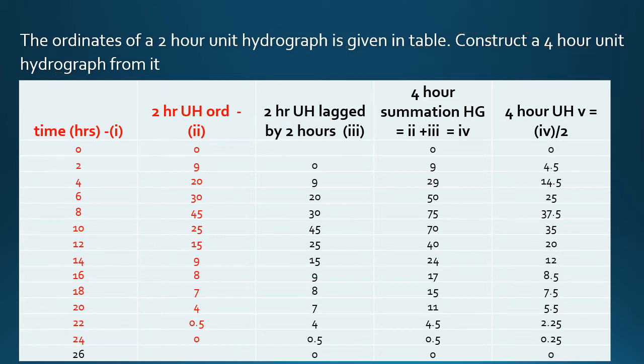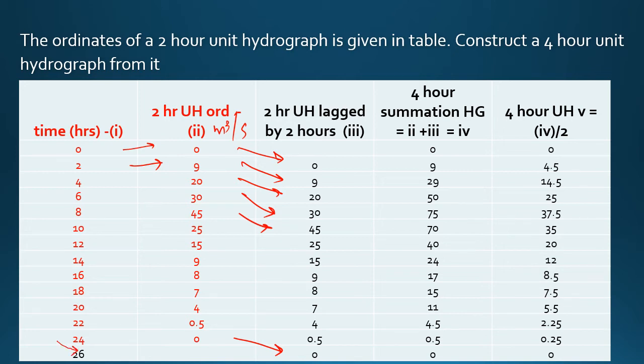Here we can see the data corresponding to 0 is 0. For 2 hours it is 9 meter cube per second. So to lag the hydrograph, simply skip one row, that is, start or write the same data from 2 hours. That is, the 0 comes here, 9 comes here, 20 comes here. Simply skip one line and write the same data until the data corresponding to 24 hours. That is, this 0 comes here. So one more row will be added, which will correspond to 26.